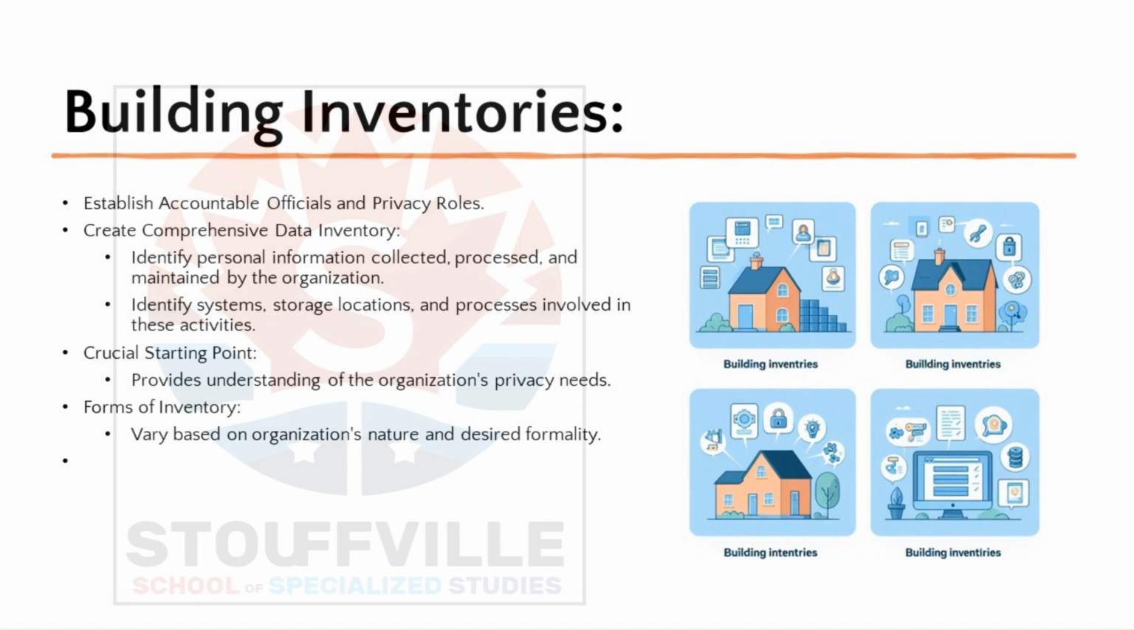This involves identifying all the personal information collected, processed, and maintained by our organization. We must also pinpoint the systems, storage locations, and processes involved in these activities. This inventory serves as a crucial starting point, providing us with a clear understanding of our organization's privacy needs. The forms of inventory may vary based on our organization's nature and desired formality.